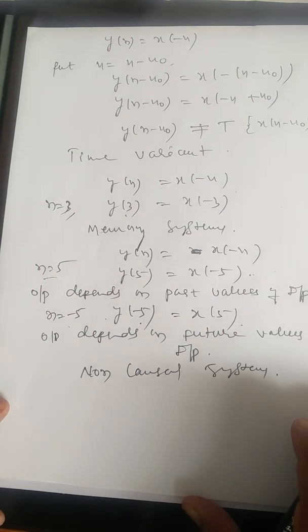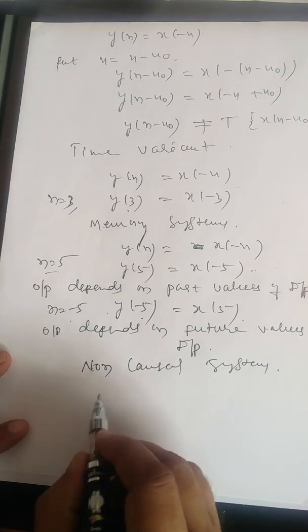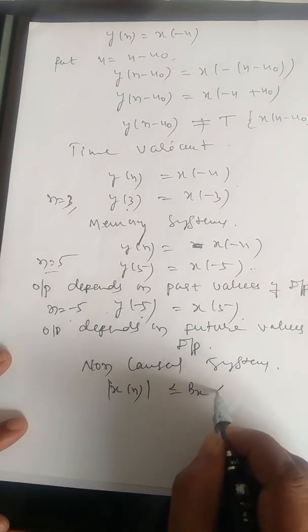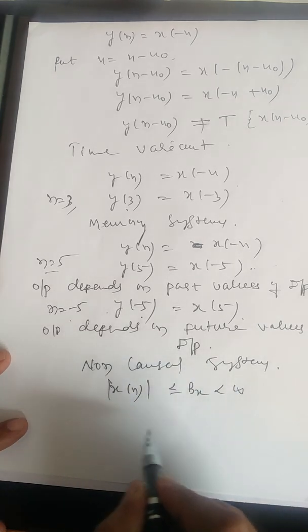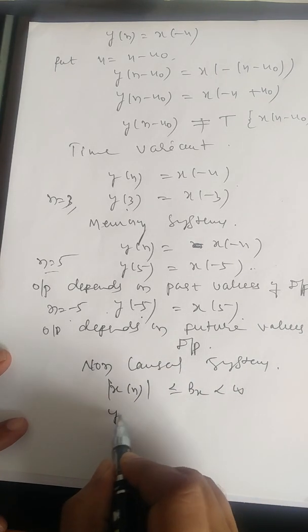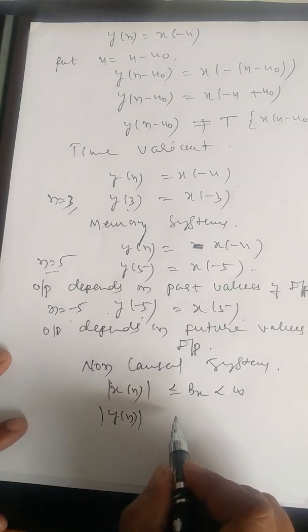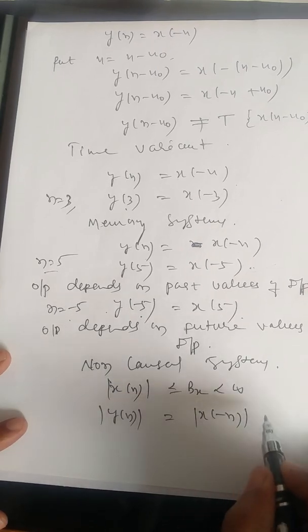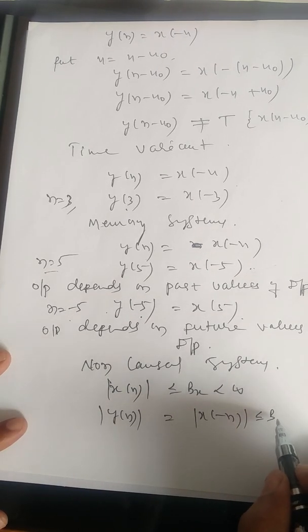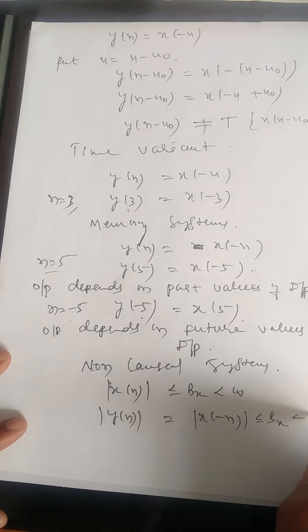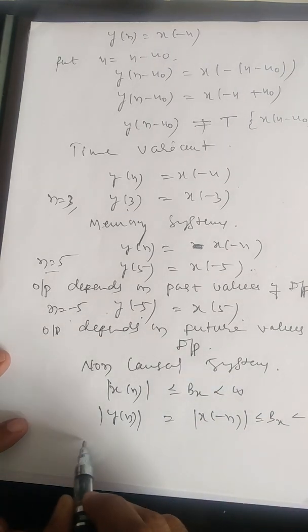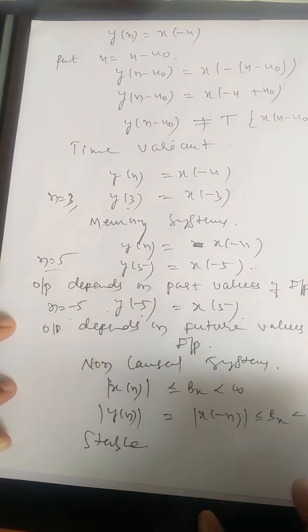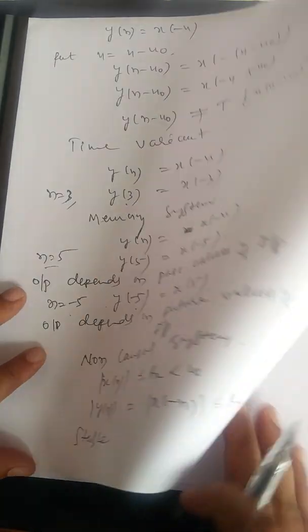Next, is it stable or unstable? Here, when x of n is bounded, the output is also bounded. y of n is equal to x of minus n, which is less than some value, less than infinity, and it is a bounded system. Then you can say that it is a stable system.